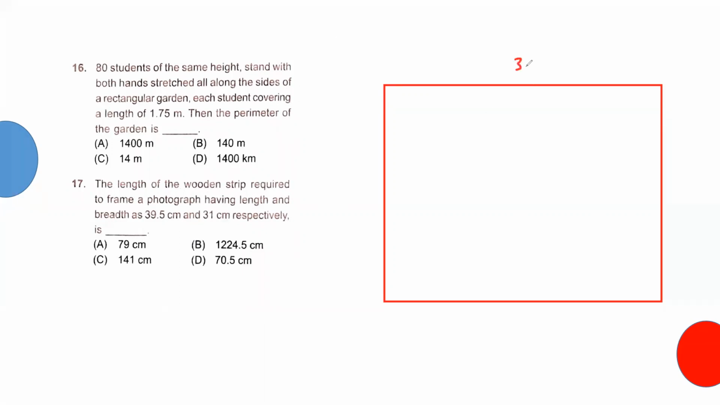So this is given as 39.5, this is given as 31. So clearly you can imagine you have to find the perimeter. So just add them up, okay? And then double the answer. Okay, so 141 centimeter will be the answer. As simple as this. No need to do any more.